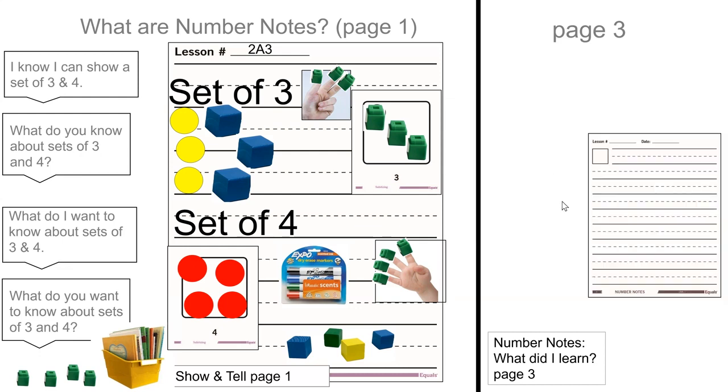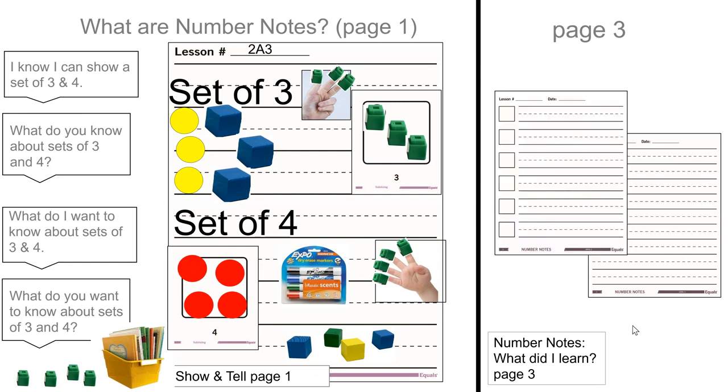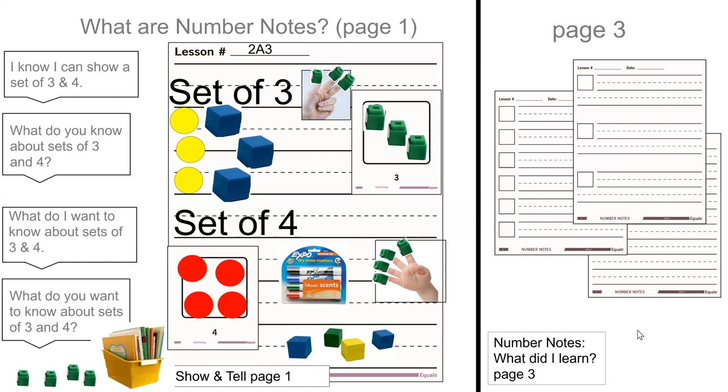The second time number notes shows up, it's at the end of page 3, where students are documenting what they've learned. So using their pre-writing, scribbles on the page, using picture symbols, objects, we can take a picture of it, whatever they use to tell what they learned, that's what's going to go on their number notes.